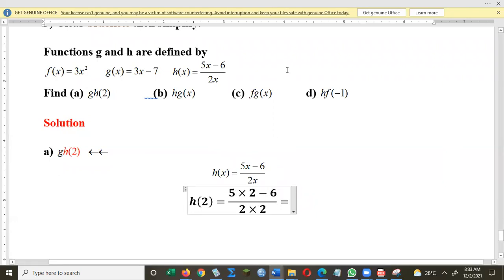5 times 2 will give us, good morning, good morning. 5 times 2. Yeah, so we're warming up with composite functions.